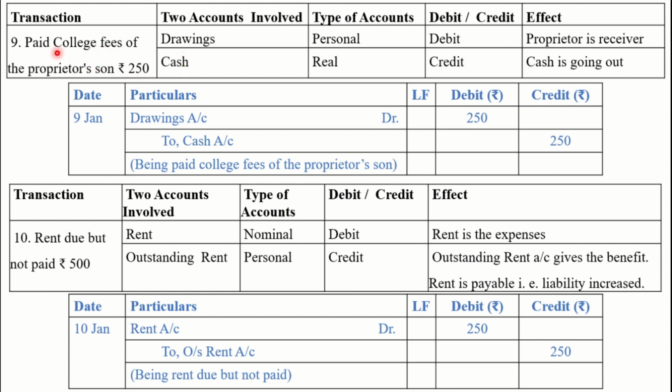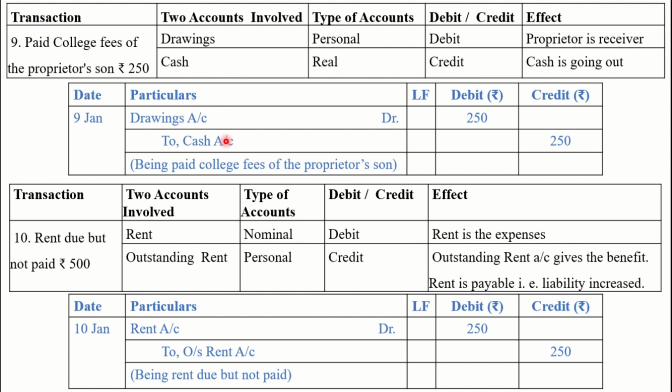Business cash or company cash is used by the owner of the company for personal use. That's why one account is drawings account and another is cash account. Drawings account is a type of personal account and the rule of personal account is debit the receiver. And cash is a type of real account. As cash is withdrawn by the proprietor for paying the college fees, cash is going out of the business. That's why cash account is credited with rupees 250.